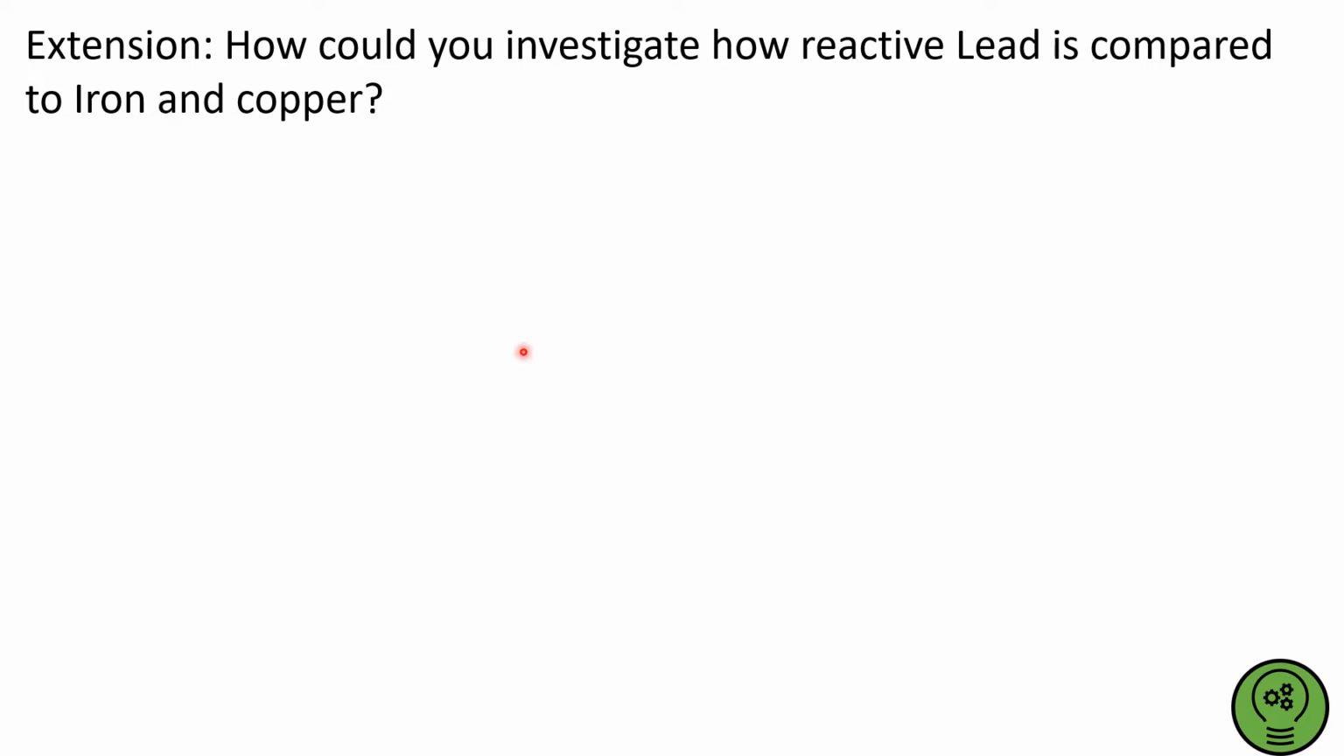Okay, so if you're up to a challenge, have a look at this extension. How could you investigate how reactive lead is compared to iron and copper? Imagine you're in the lab and you've got these three metals, lead, iron and copper. You would also need some compounds, something like lead sulfide, iron sulfide and copper sulfide. You'd need a compound form of them as well. And the question is, how would you investigate which one's more reactive?